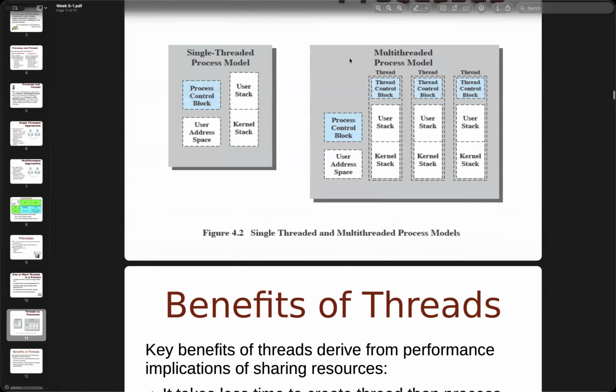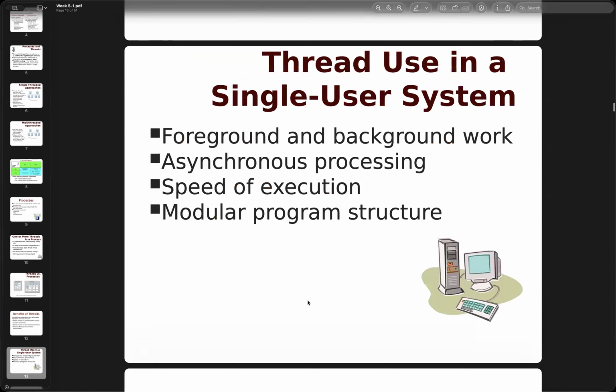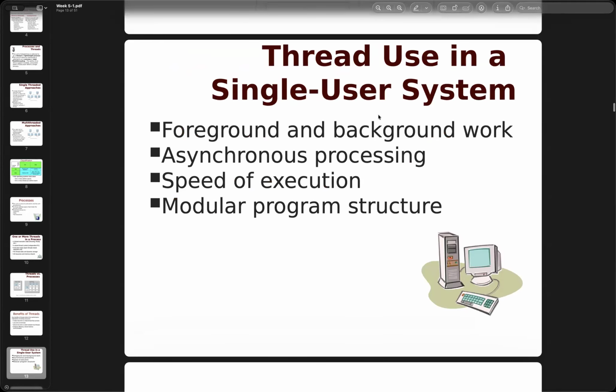If we imagine this is one process with a single thread, we have to execute all of it. But with multiple threads, we can execute this one, then the next one, and this one. So we get less time to create, less time to terminate, and less time to switch between them. This enhances efficiency and shared memory communication. And at first, we were using a single user system.